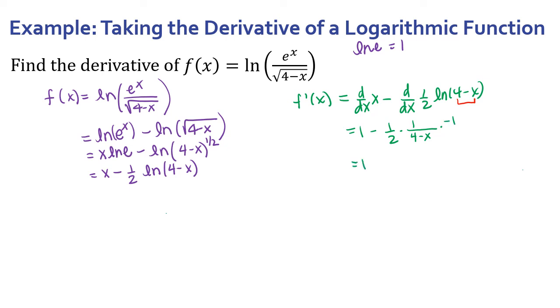So I'm going to put this over 1 and we can multiply these fractions through. So that's going to give me 1 minus a -1 over 2 times 4 minus x. Subtracting a negative is the same thing as adding, so we're going to get 1 plus 1 over 8 minus 2x. And you're done.